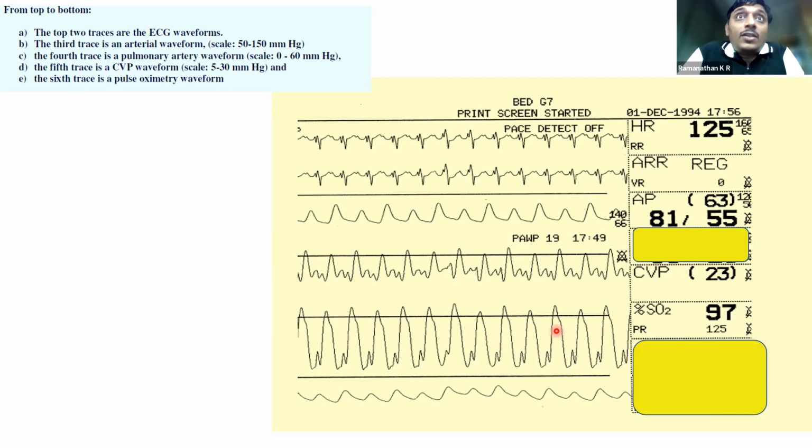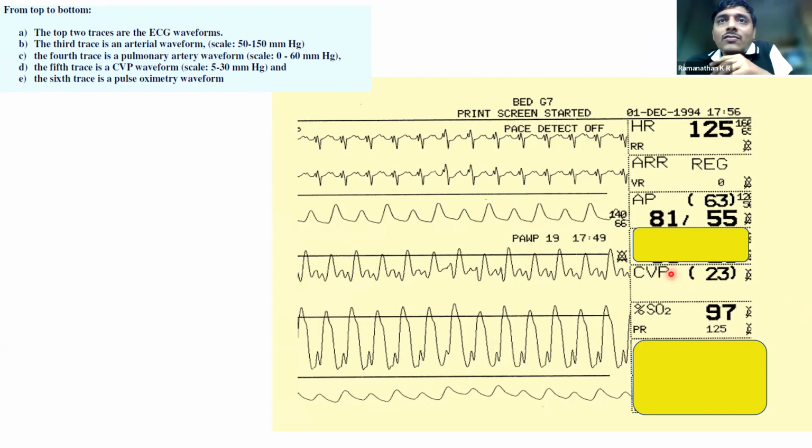he is brought to the CCU. You attach him to a monitor there, and this is what you get to see on the monitor. So these are the ECG traces. Your registrar manages to put in an art line, and you get to see an art trace which shows a BP of 80/50. Of course, fearing that this patient might need inotropes, the registrar also manages to put in a central venous line, which shows a CVP reading of 23.